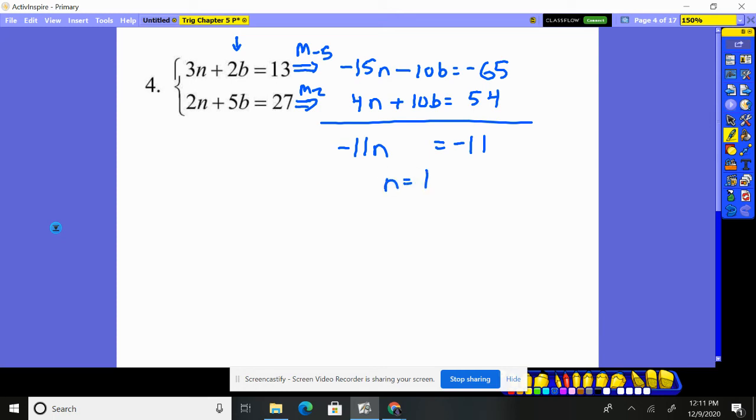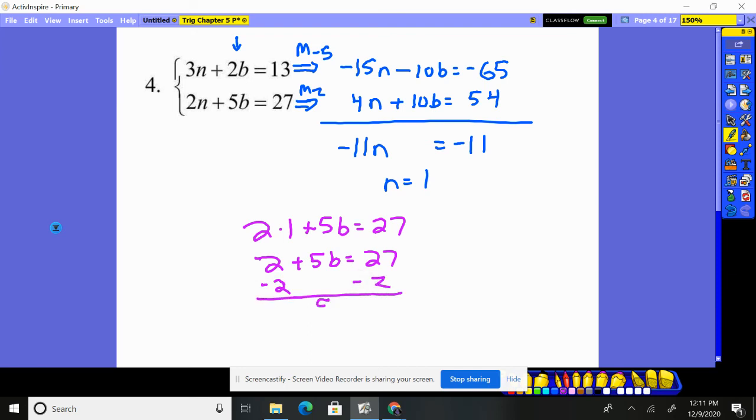I know n is 1. How do I find b? Just plug it back in. I'll go to the bottom equation. The bottom equation says 2 times n, which is 1, plus 5b equals 27. So I have 2 plus 5b is 27. Minus your 2, 5b is 25. Divide by 5, b is 5.